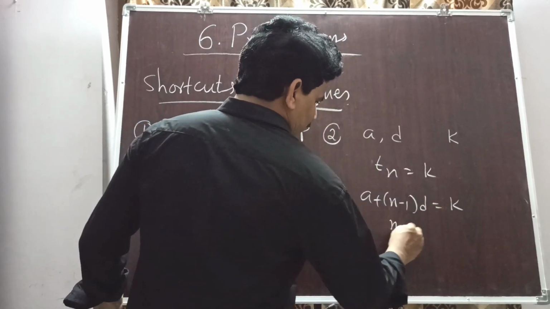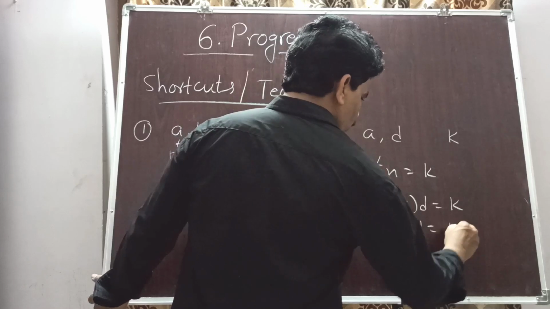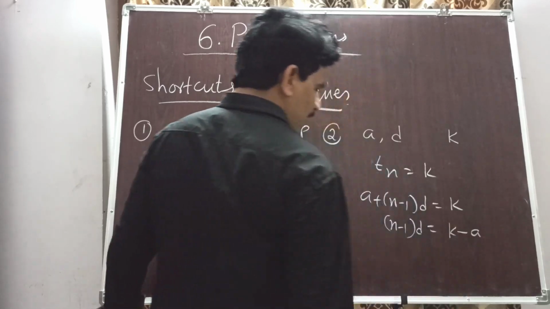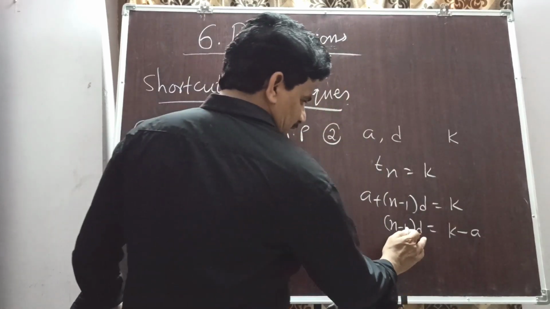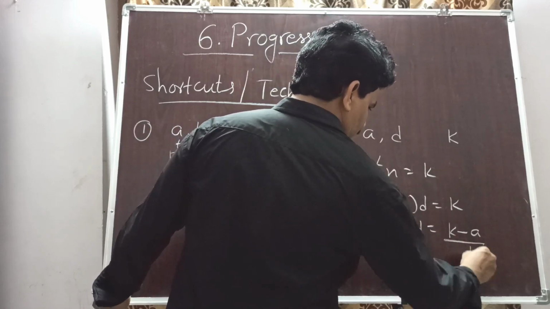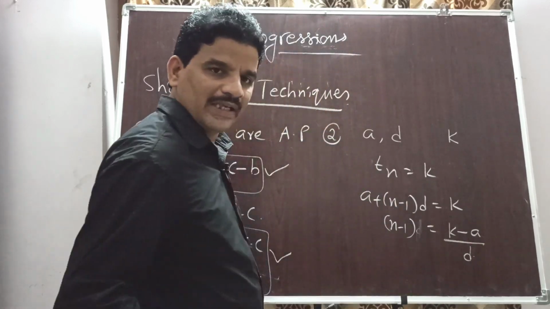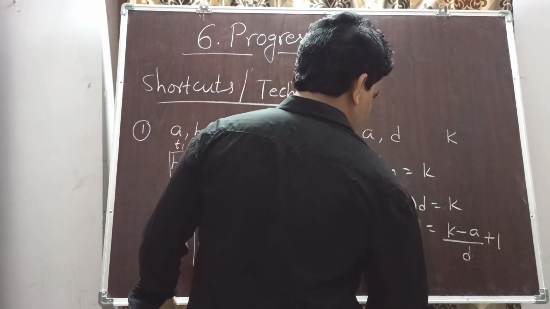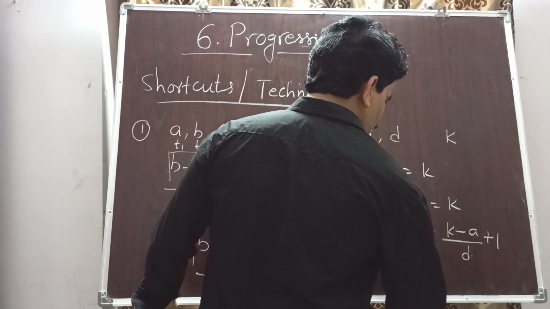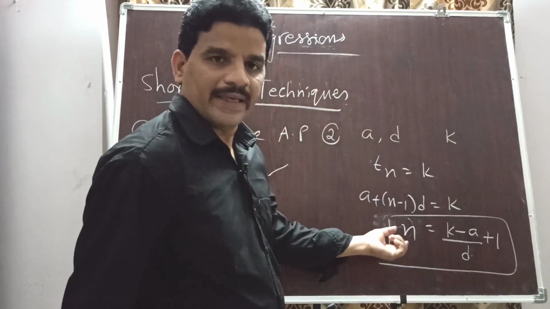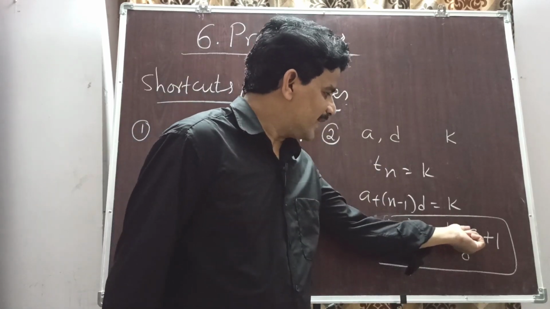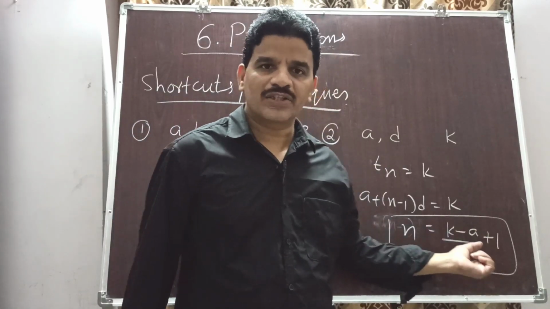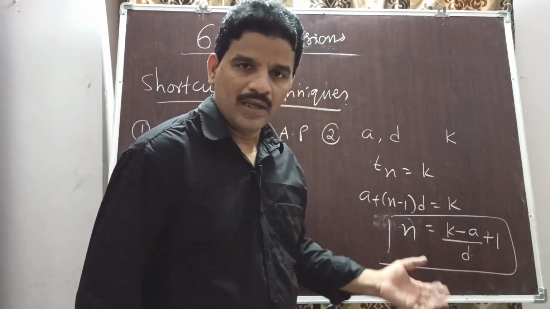So therefore (n minus 1) into d is equal to k minus a. I want n, therefore d comes this side and divides. Now I want only n, this minus 1 goes to the other side and becomes plus 1. Therefore n equal to (k minus a) by d plus 1, a shortcut or important formula for POLYCET questions.